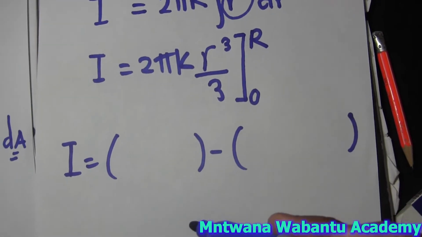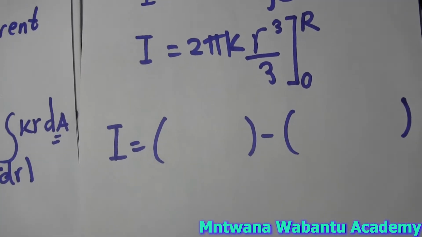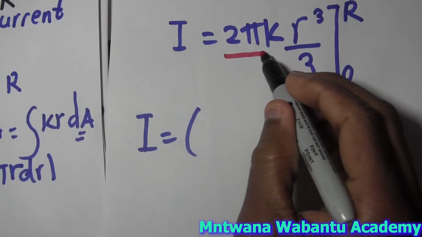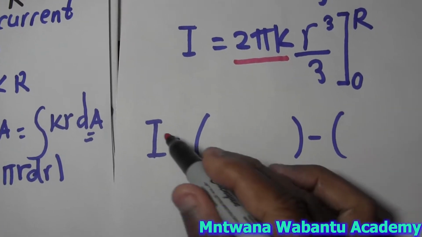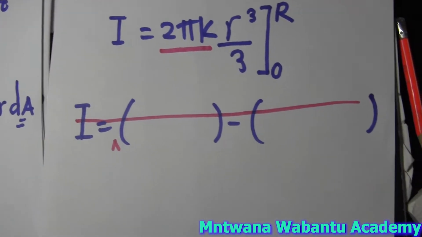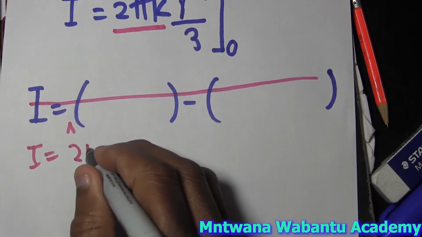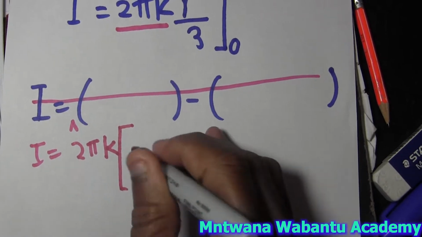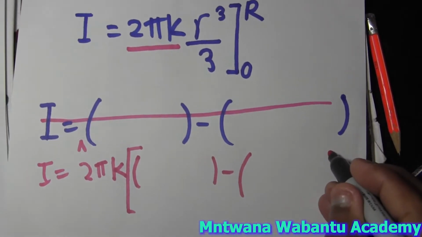Now, 2 pi r is just a constant. I should have written 2 pi r outside, but the space is not enough, so I'm going to cancel this. My current equals 2 pi k, my apologies, 2 pi k is the constant. Now we start with upper limit minus lower limit.